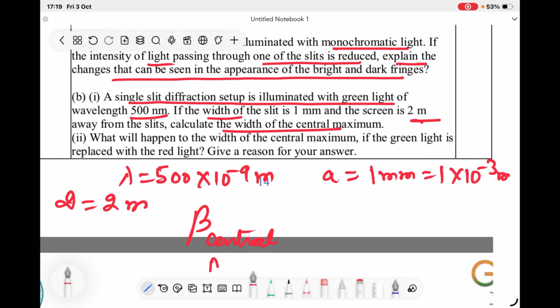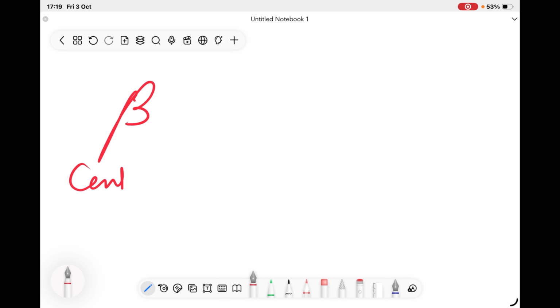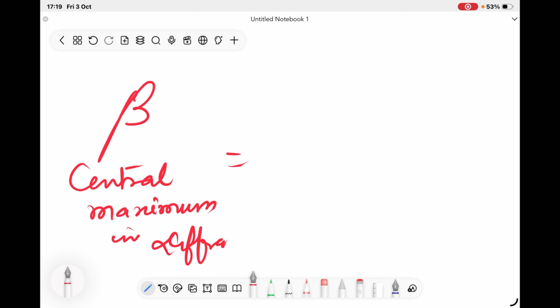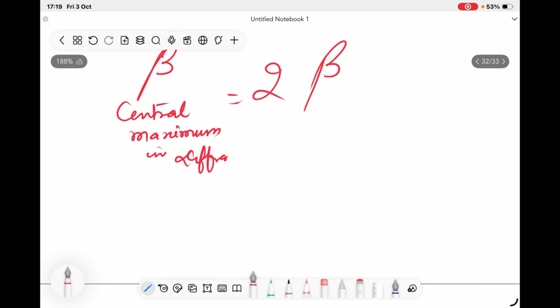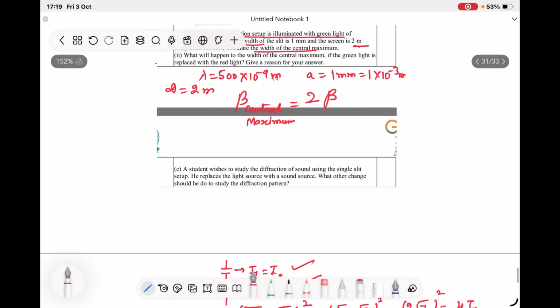So width of the central maximum in diffraction, all of you please remember this. In diffraction, width of the central maximum is twice of ordinary fringe width. So it is twice of ordinary fringe width in case of diffraction. And what is ordinary fringe width? Lambda D by a here. So 2 is given, lambda is given, D is given. You can find out the fringe width, report in meters. Then coming to the next part of the question.